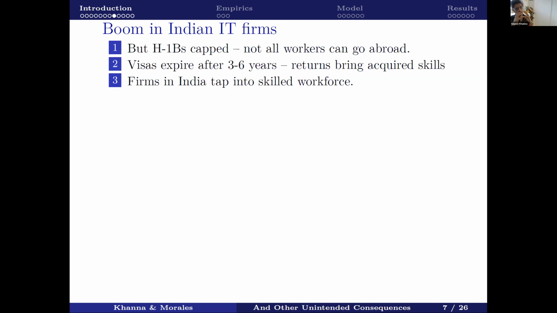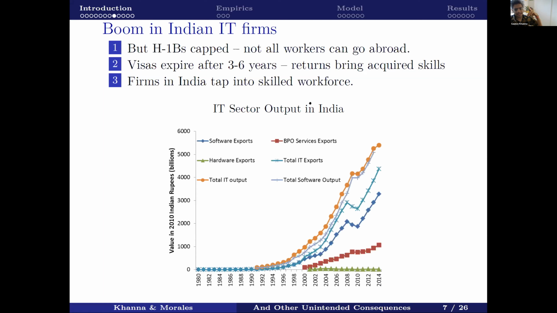Indian companies said, look, there's a lot of smart computer science workers in India. These students got training with the prospect of going abroad, but a lot of them couldn't go abroad and a lot of them had to return. Let's tap into the skilled workforce and hire them. And that's really when the Indian tech boom takes off, right?